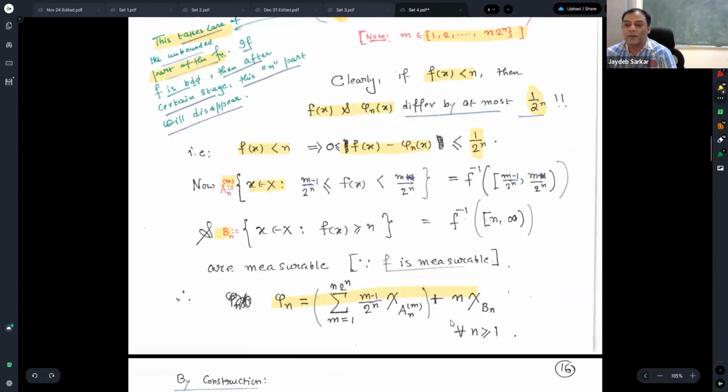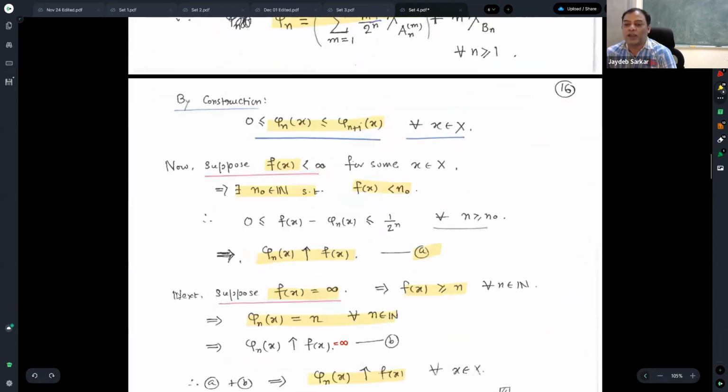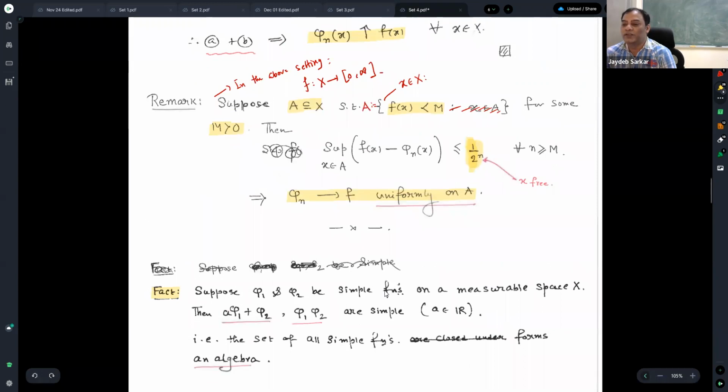All right. Now here is a very simple fact which you should do. Suppose phi_1 and phi_2 are simple functions on a measurable space X. Then the linear sum phi_1 plus phi_2 and the product phi_1 phi_2 are also simple functions. That means the set of all simple functions forms an algebra. Now let me see what I'm trying to do with the measurable space. Does it work without a measurable space or what?